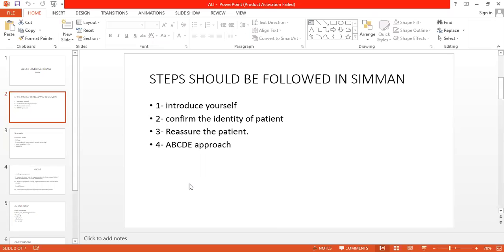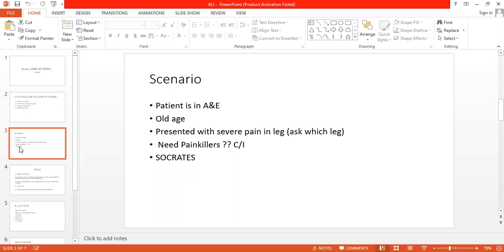When you are outside, definitely you will be having a question. If we specifically talk about the acute limb ischemia segment, most probably you will be in A&E, and the patient will be a middle-aged or old-aged patient. It will be written that he presented in the A&E with either pain in the leg or with a complaint. And the rest of the scenario is that you are asked to please talk to the patient and assess or manage the patient.